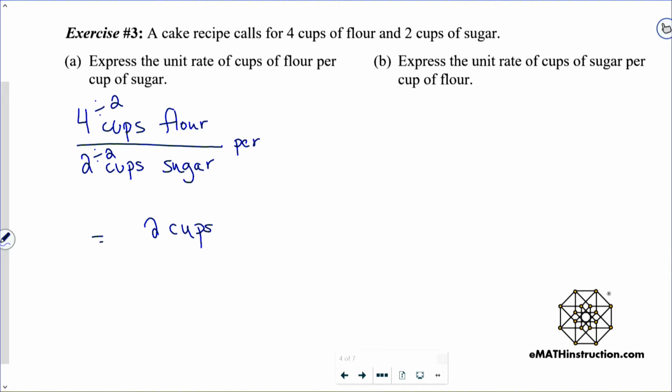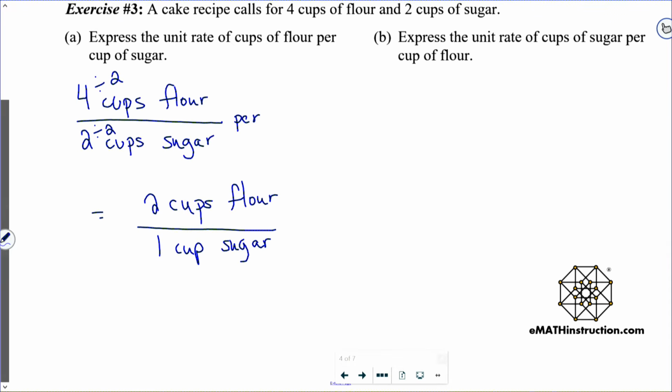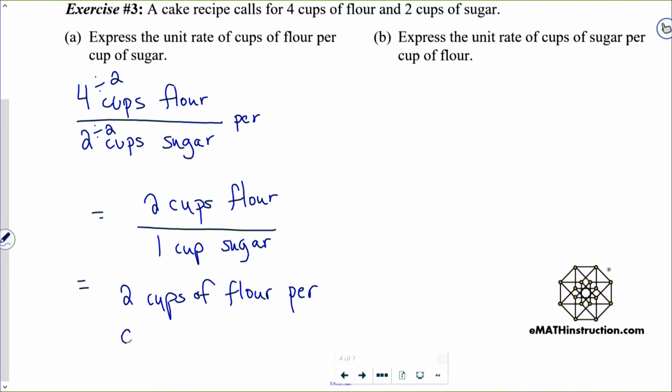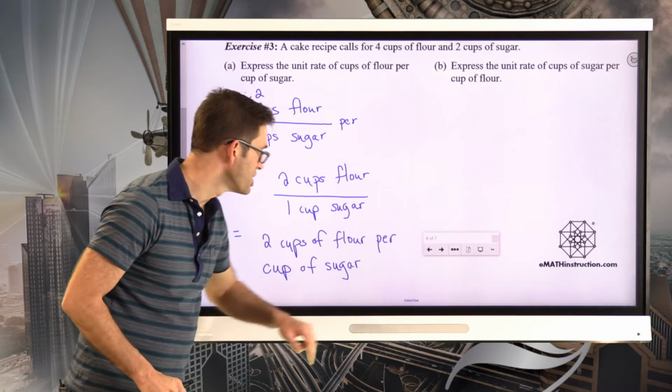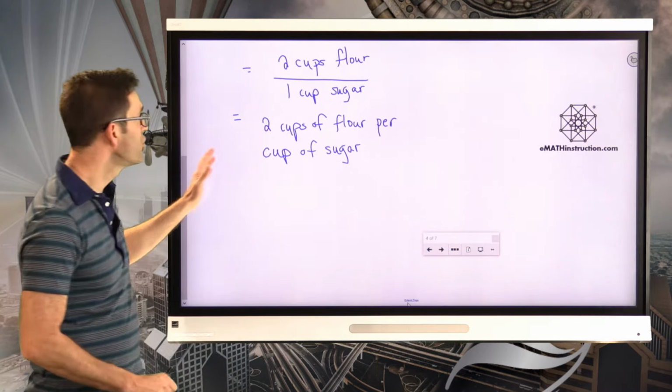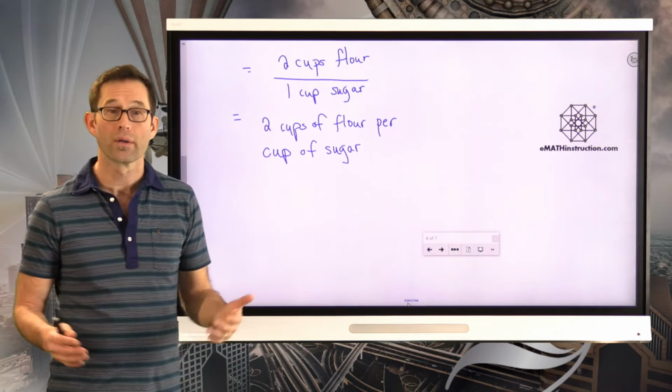2 cups flour per 1 cup sugar. And if I were to write this without the fraction bar, I would say 2 cups of flour per, watch me omit the number 1, per cup of sugar, because the number 1 there is implied. Let me just bring this up a little bit on the screen. 2 cups of flour per cup of sugar.